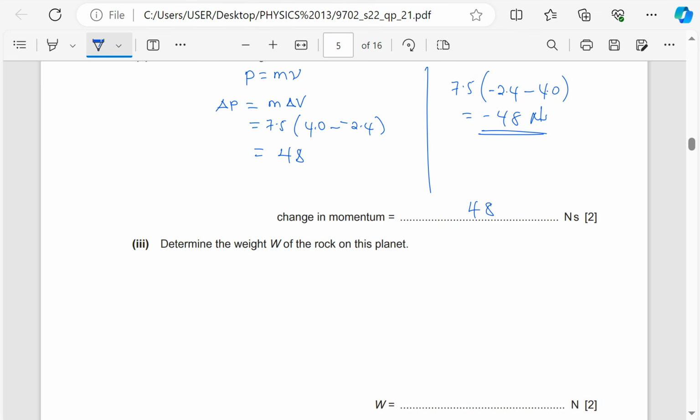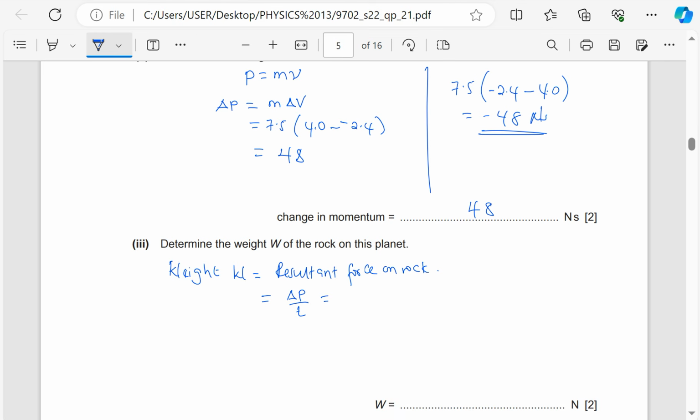Of course, since there is no atmosphere, we don't expect air resistance on the block. So if it is falling, it is only falling due to its weight. So the resultant force on the block is going to be the same as the weight. The weight, W, is the same as the resultant force on the rock. But you remember, according to Newton's second law, the resultant force is equal to the rate of change of momentum, so this is the change in momentum over time.